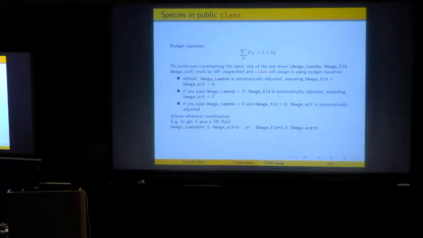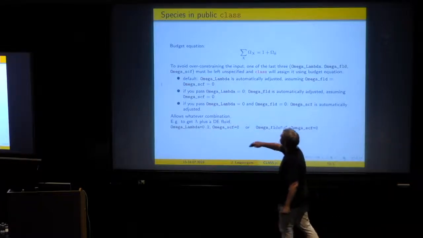The only way I see to improve this would be to let the user decide which species X should be adjusted automatically. So maybe one day we will have to pass all the omegas except one that will be equal to a star or a symbol. And then the code will know that it is this one that must be adjusted. For the moment, it's a little bit more rigid. It can be only one of these three.